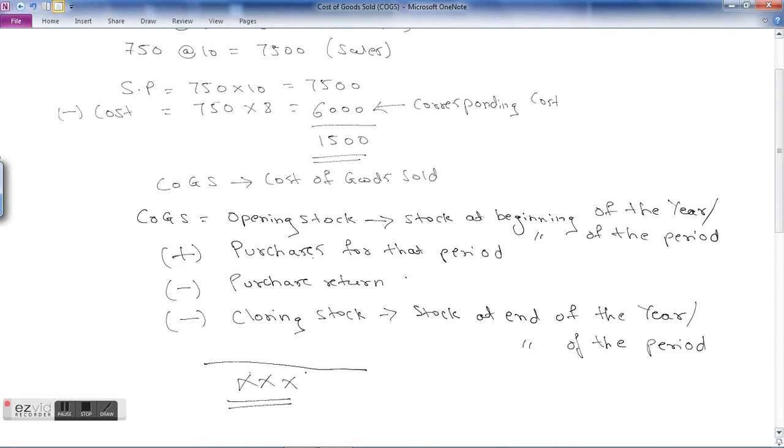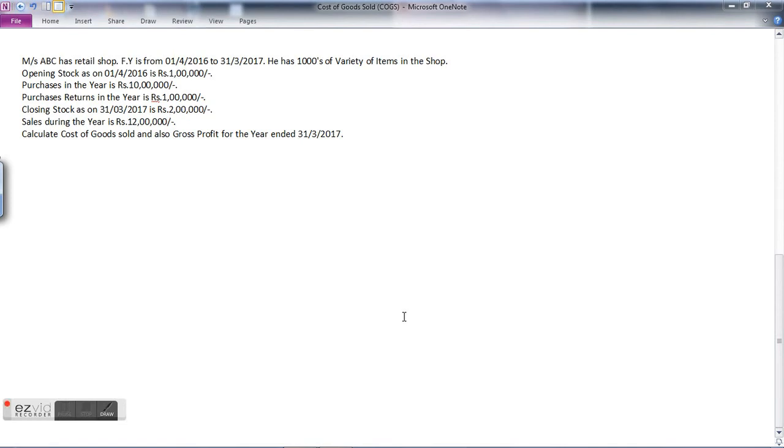Now we will see one example of how to calculate cost of goods sold and then gross profit. This is the example. Messrs ABC has a retail shop. The financial year is from 1/4/2016 to 31st March 2017. He has 1,000 varieties of items in his shop. Opening stock as on 1/4/2016 is rupees 1 lakh. What is practically done is, as on 1/4/2016, all the varieties of items are physically counted, and then the value of each item is multiplied to get the opening stock.